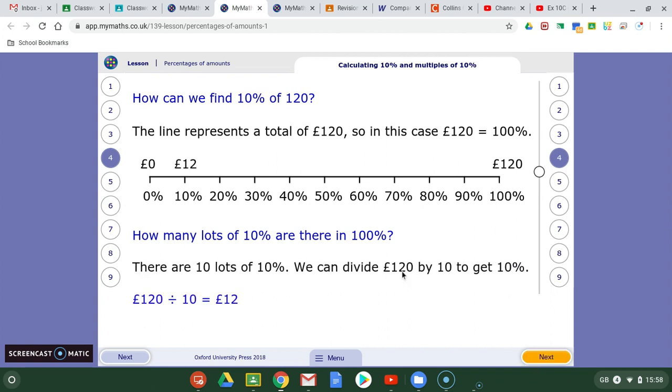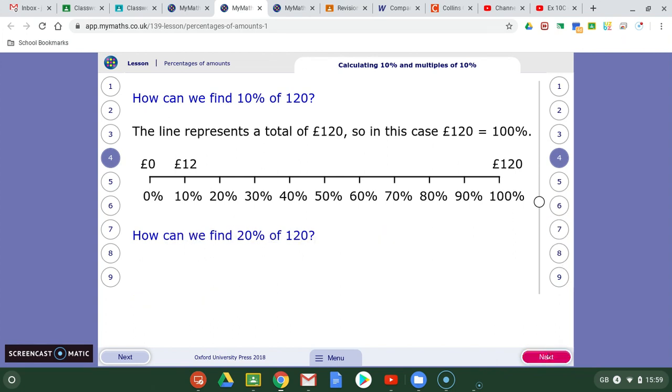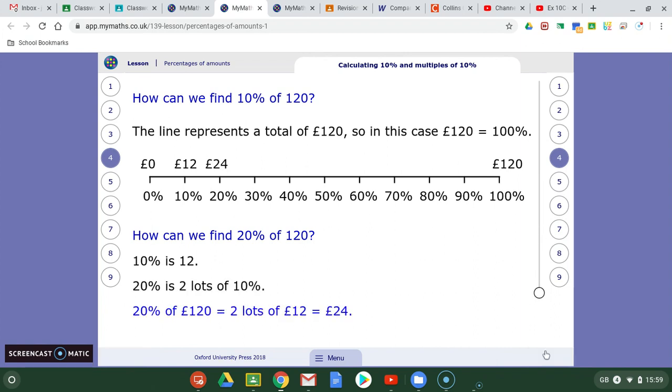So we can divide £120 by 10 to get 10%. So 120 divided by 10 would be 12, and so 10% is £12. So to find 10% of something, you divide it by 10. Okay? How could we then find 20%? Well, if 10% is 12, then 20% is going to be 2 times that, so that's going to be 24. And so on.